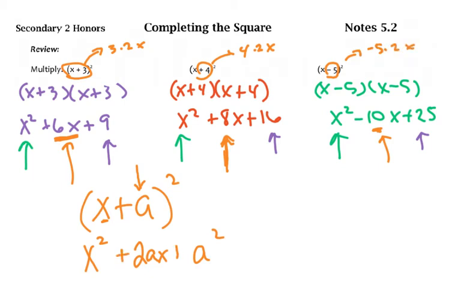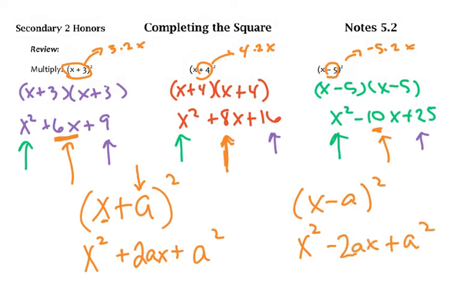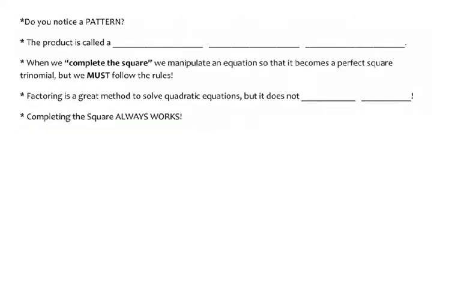If you have a plus there, everything's positive. If you have a minus, then you're going to have x squared, and of course this is going to be plus a squared over here. The difference will be that you're going to have minus 2ax. And so looking at what the patterns are, that's going to help us for what we're doing today, which is called completing the square. So let's go to the next part of this.